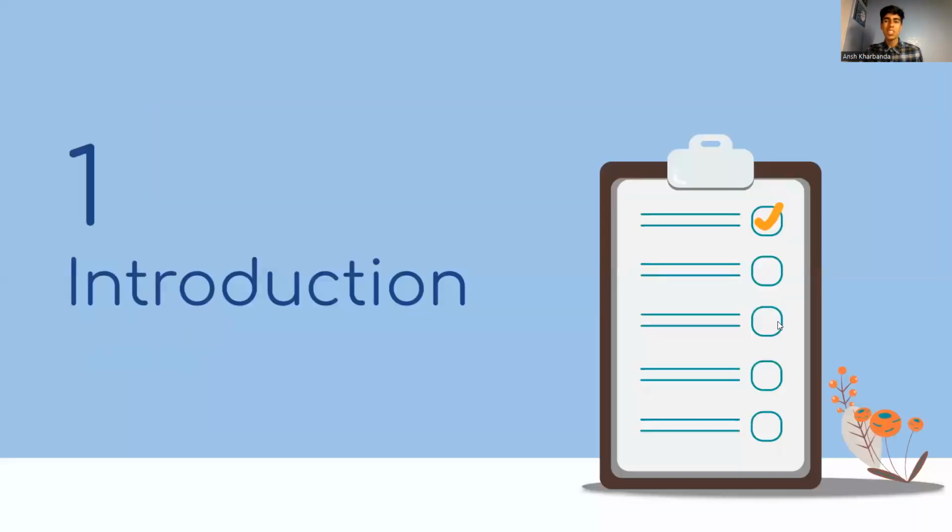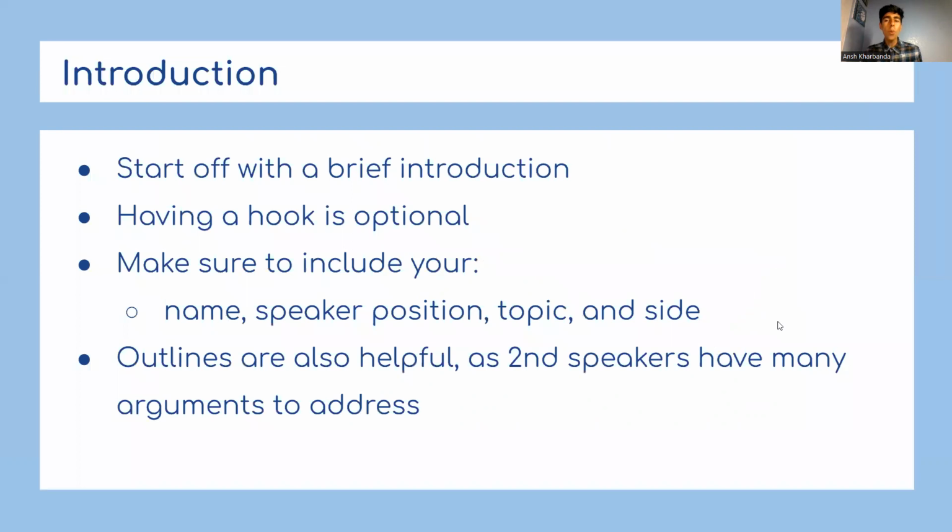The first part is to introduce yourself. You always want to start off with an introduction. This is for any speech, let alone just a second speech. It's optional to have a hook. Having a hook is really just up to how much time you have within your speech. If you have a lot to get through, you may want to skip the hook. But in your introduction, you always want to make sure to include your name, speaker position, topic, and what side you are. This just makes it clear to the judge who you are and what you're going to be saying within your speech. You also want to have an outline.